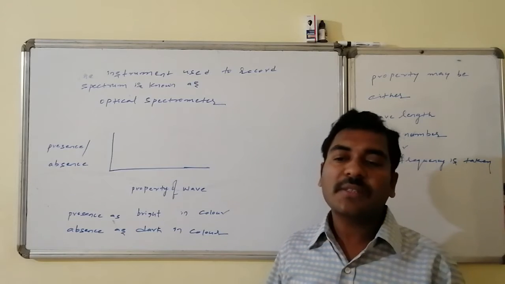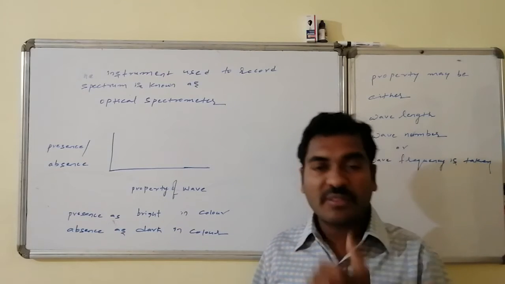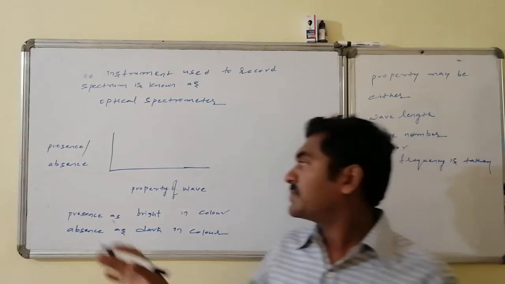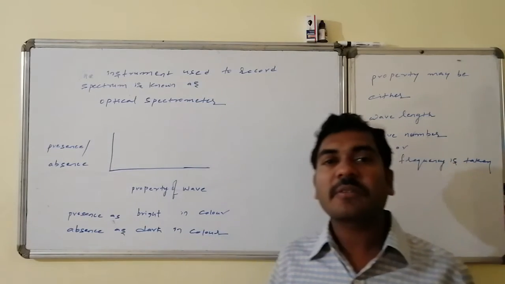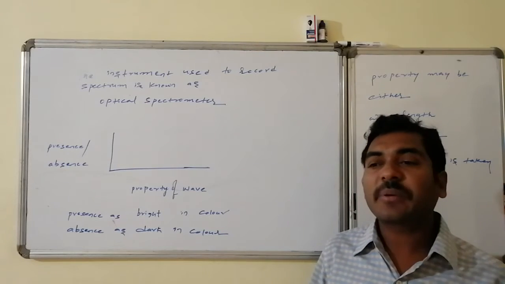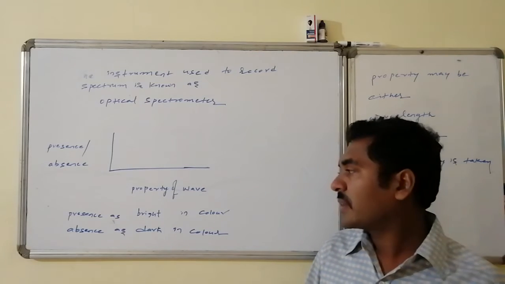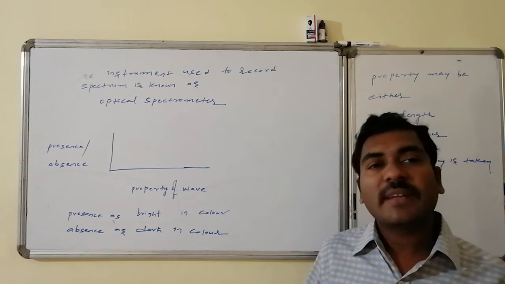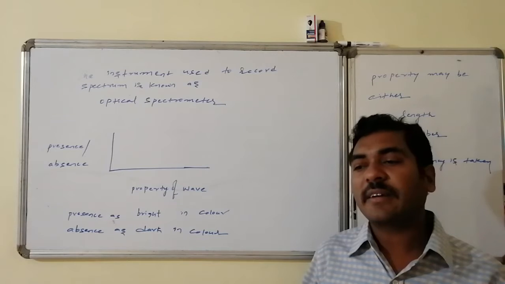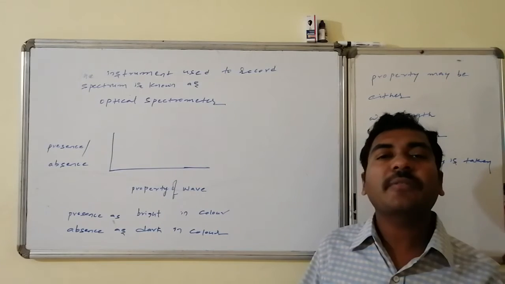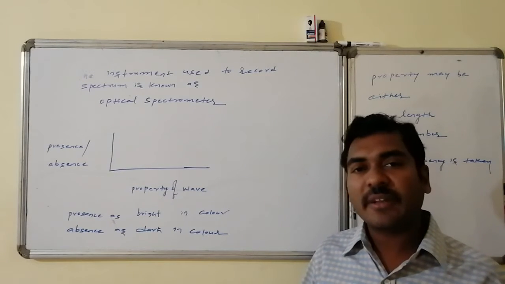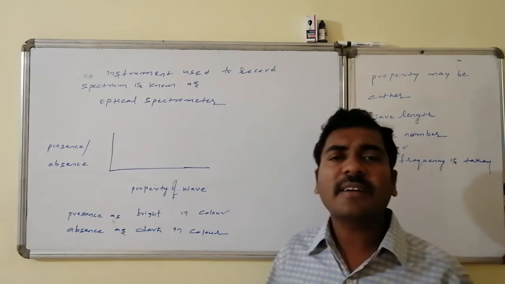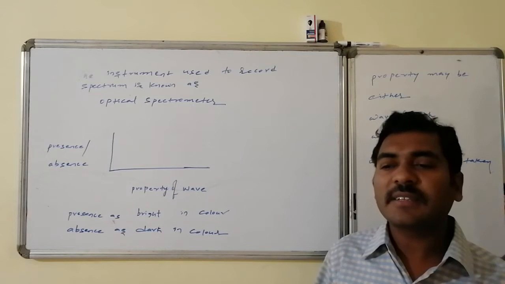By using this instrument, the presence or absence information of the light is obtained on paper in such a way that on the y-axis is the presence or absence information, whereas on the x-axis the property of the wave is present. Presence is indicated by bright colored information, whereas absence is indicated by dark color. The property of the wave, either wavelength, wave number or frequency, is taken on the x-axis. It may be present either in increasing order or in decreasing order.